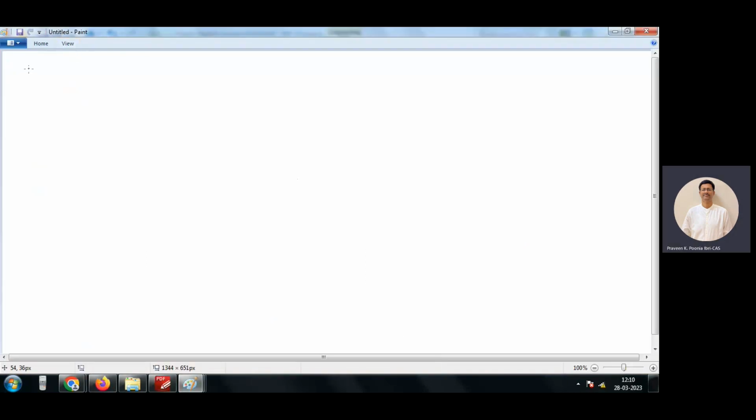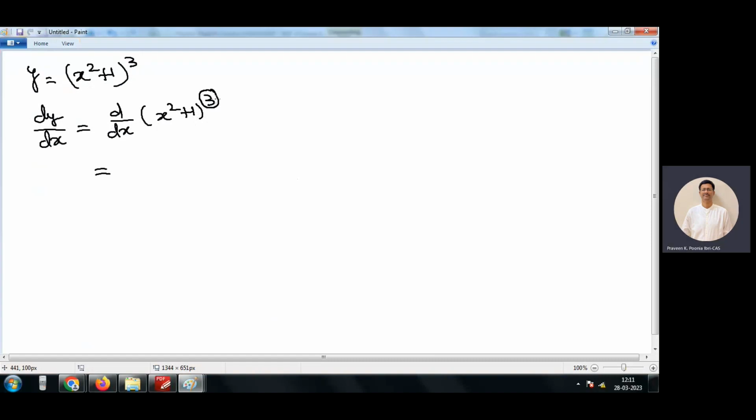Say the question is y is equal to, let's say, x square plus 1 power 3. This is the question. So how will you find the derivative of y with respect to x? dy by dx is equal to d by dx of the same function, x square plus 1 power 3. Now, first you need to focus on the power. So what will be the derivative? 3 into x square plus 1 power 3 minus 1. So first we finish the derivative of the power.